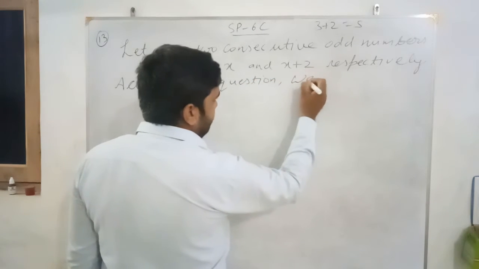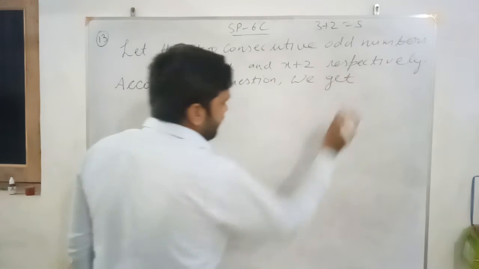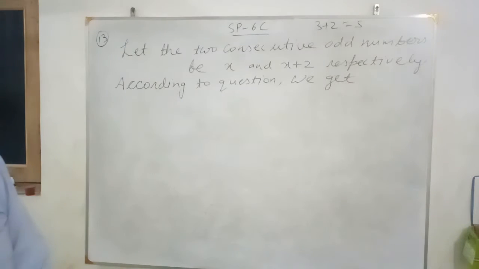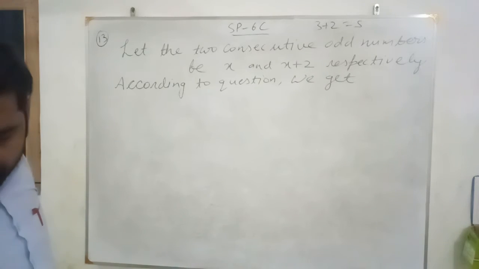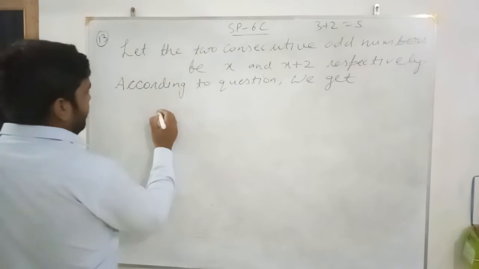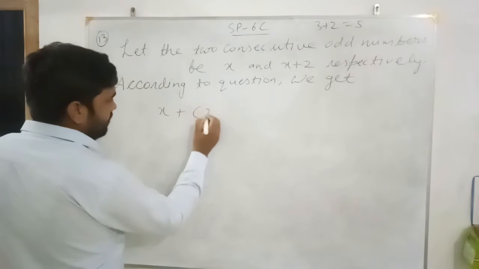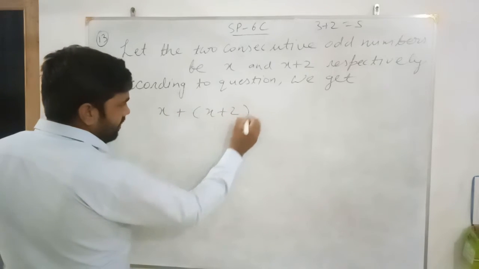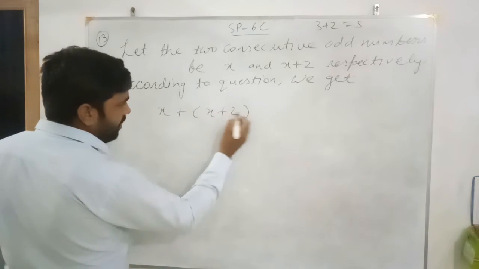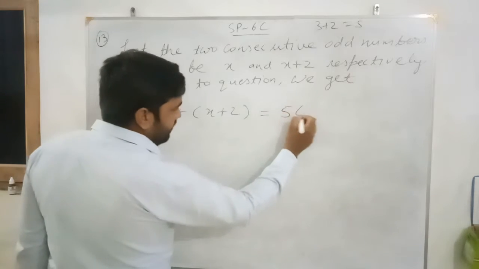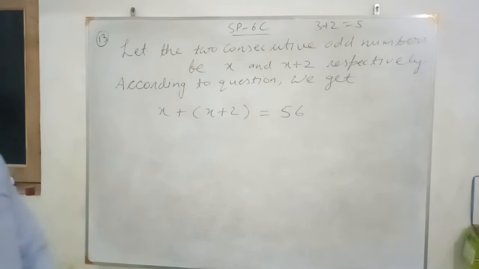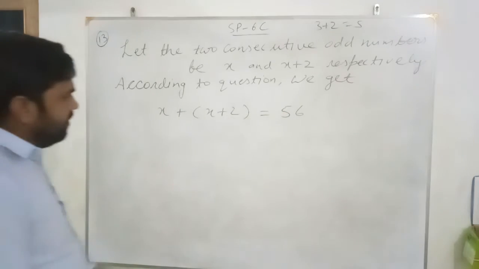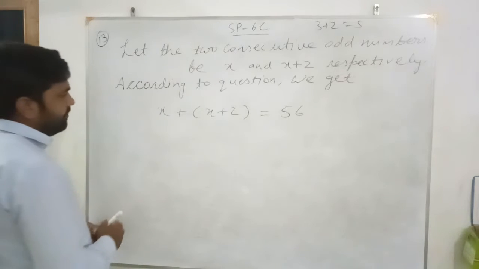we get the sum of these two consecutive odd numbers. The sum of these two consecutive odd numbers is 56. So the first is x and the next consecutive odd number is x plus 2, and the sum of these two odd numbers is 56. This is given in the question. After that we solve this and we get the value of x.